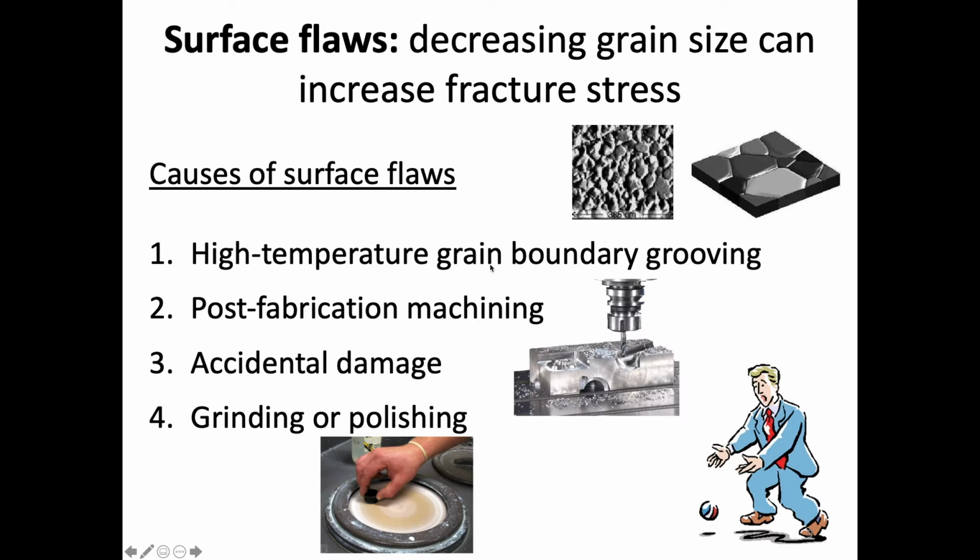That's one issue. Also, during manufacturing and processing, a lot of times after fabrication we have to machine, and that act of machining can introduce surface flaws. Accidental damage, like if you drop it or mishandle it, is what this little guy over here is showing. Grinding and polishing, right? That's more or less creating surface flaws. We're trying to remove them, but in the process we do introduce surface flaws. So there are a lot of ways we can get surface flaws, and it's very difficult to remove all of them.